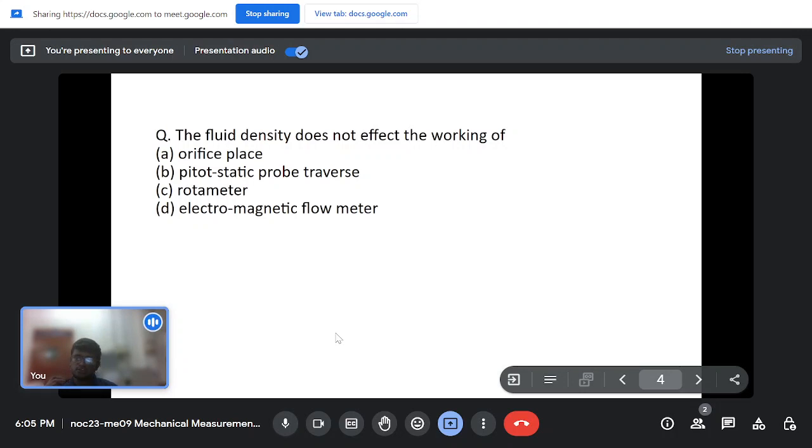So in this case, they asked, out of these four, which does not get affected by the fluid density. So if you change the fluid, it should not affect the working of that. So in this case, the option is option D. The density doesn't affect the electromagnetic flow meter. The rest of them will be affected. If you see in the calculations of the velocity and others, you will use the density, so it will definitely affect the others.